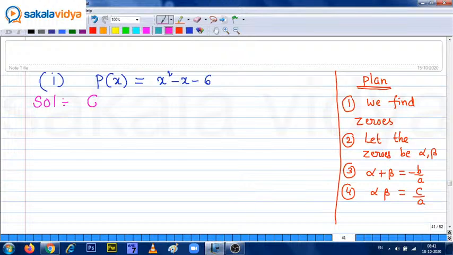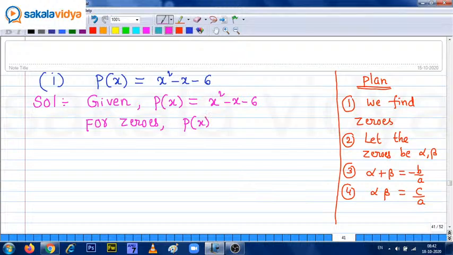Solution. Here given p of x equals x square minus x minus 6. For zeros, p of x is equated to 0. So we get x square minus x minus 6 equals 0. Now it's a quadratic equation, and we need to solve it.